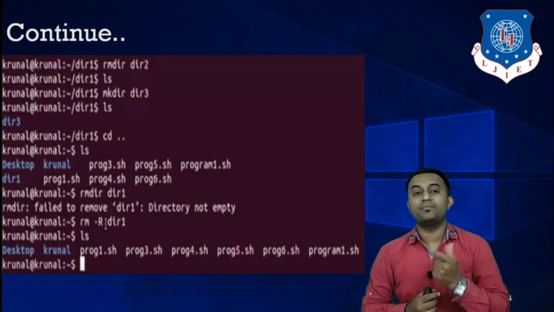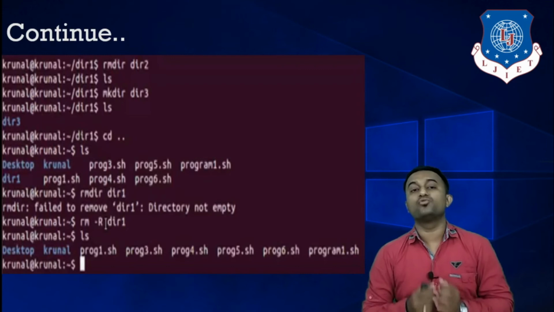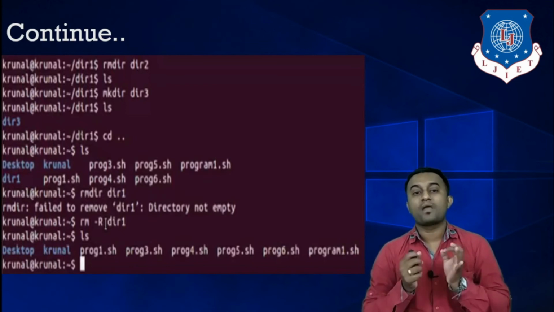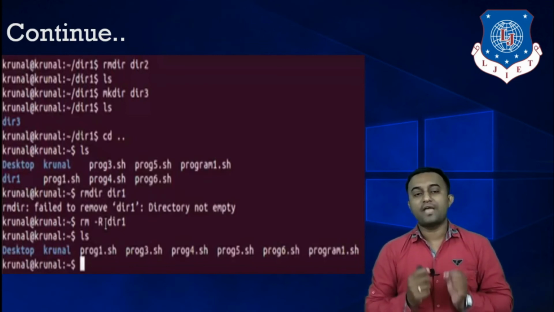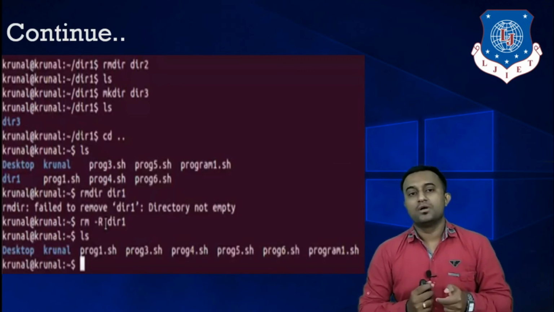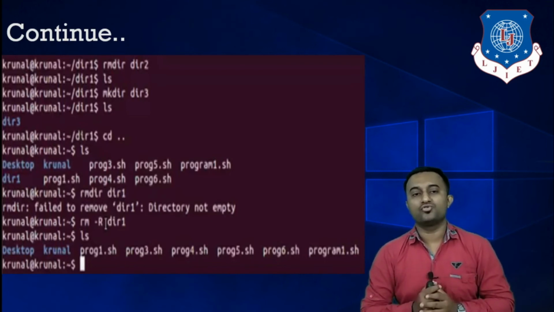If the particular directory is empty, then this command will work. But if it is not empty, and you still want to remove that directory, what do you need to do? Instead of rmdir, you need to use rm space hyphen r. The r option is nothing but recursive. So rm space hyphen r, then the directory name that you want to remove.